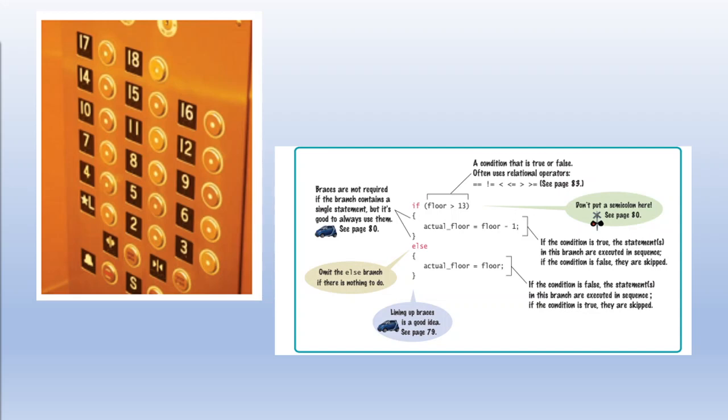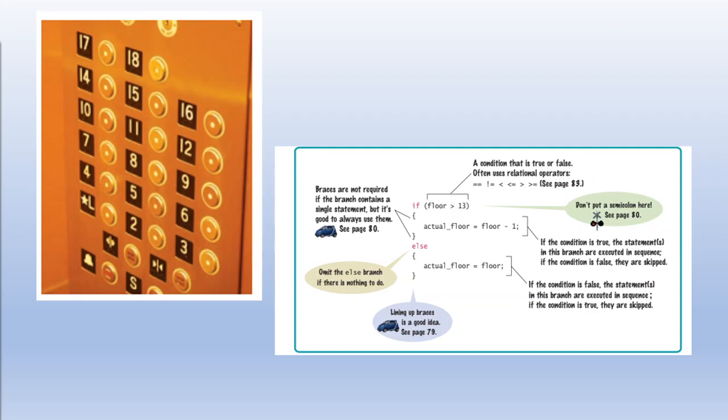So you can see here that the if statement is checking for any values assigned to the variable floor that are larger than 13. So if floor is 14 or 20, in this example, actual floor would become floor minus 1. So in this example, if the floor was 14, the actual floor would be 13. If it was 20, then it would be floor 19.